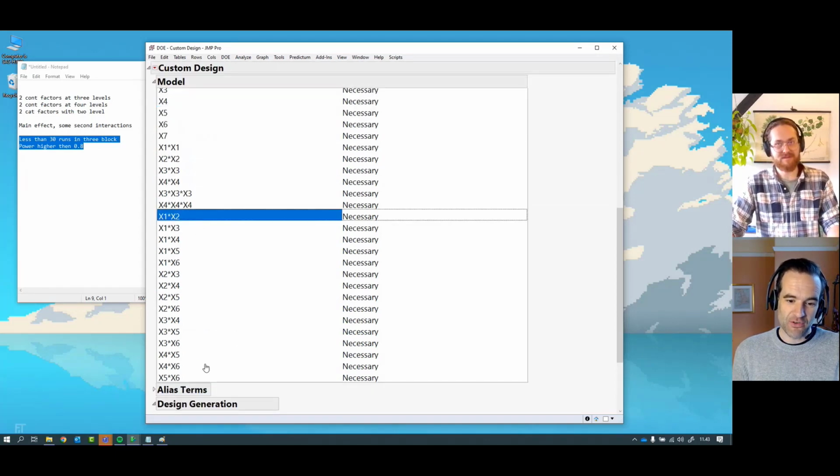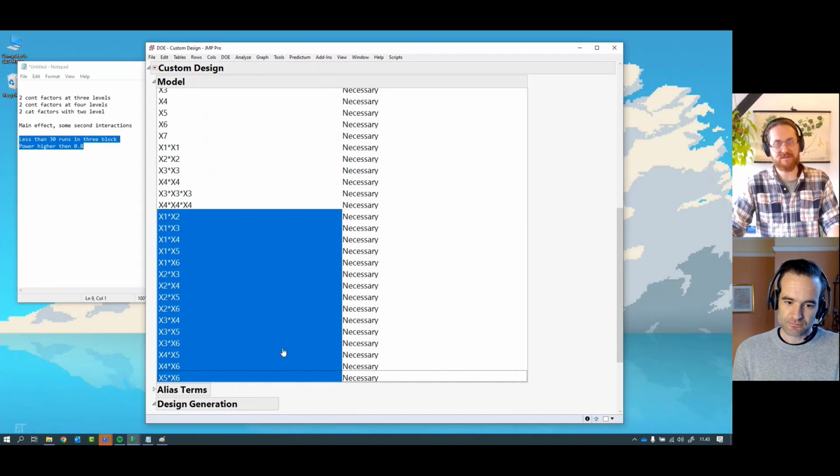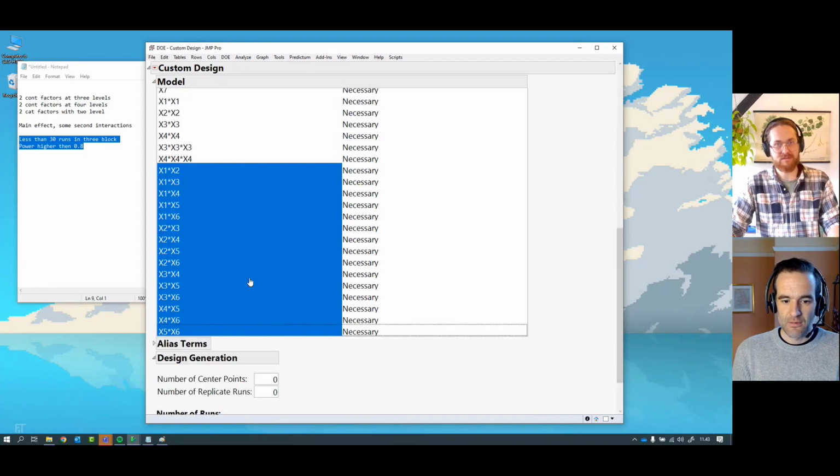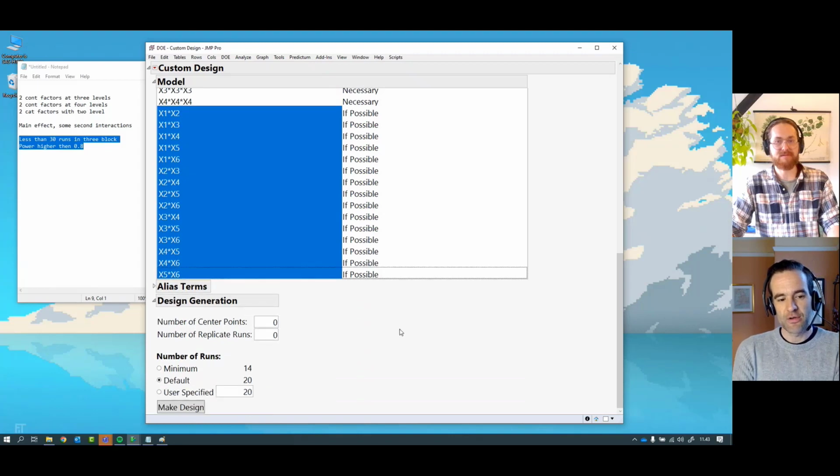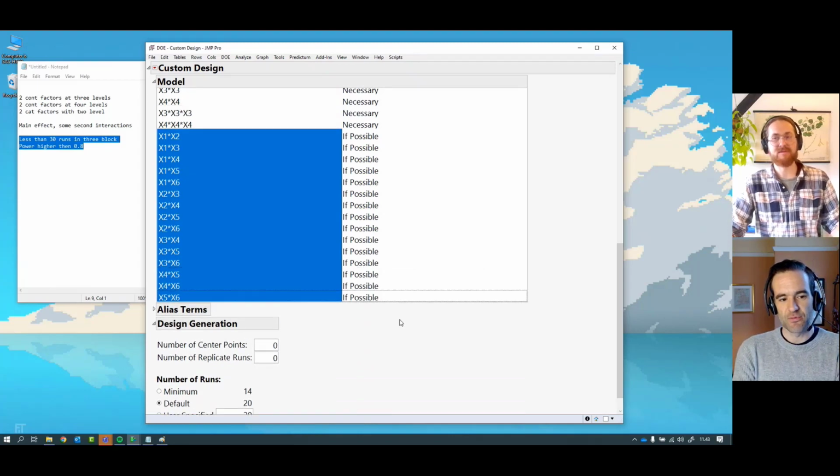I mean, one of the things you can do is you could select all of those and then click on where it says necessary. To the right, you can just click if possible. Ah. So it's no longer going to design an experiment where you can absolutely estimate all of these things, but if possible, it's going to give you the best chance of being able to estimate. I like the if possible.